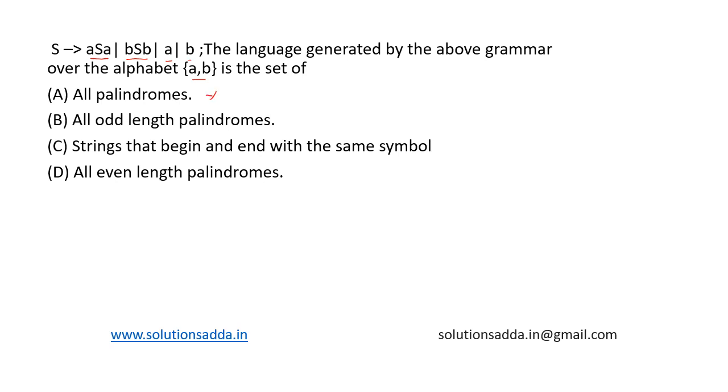So all palindromes are out of the question, as well as all even length palindromes. We can always generate odd length strings only. Now options B and C are possible, but option C says strings that begin and end with the same symbol. The above grammar cannot generate strings such as ABAA. This is not possible by the above grammar. So we can say that the above grammar generates all odd length palindromes. Option B is the correct answer here.